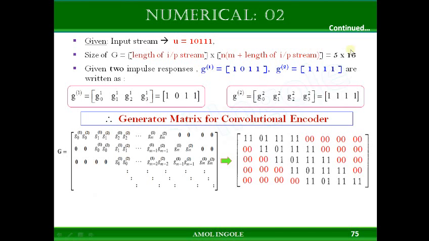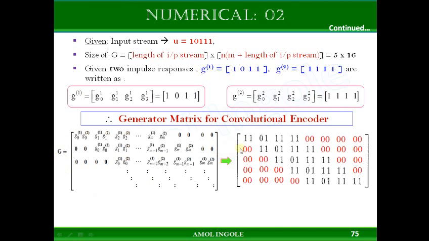And the remaining columns of the first row will be filled with all zeros, because we know the actual size of the generator matrix has to be 5 by 16. We could only get 8 columns by interlacing G1 and G2. So the remaining columns will be filled with zeros, because we need 16 columns here. That's how you get the first row of the generator matrix.